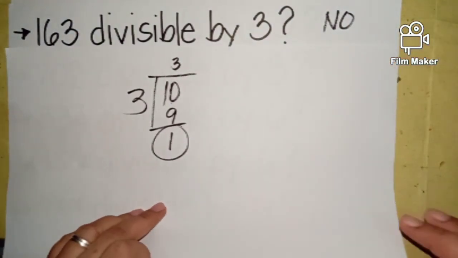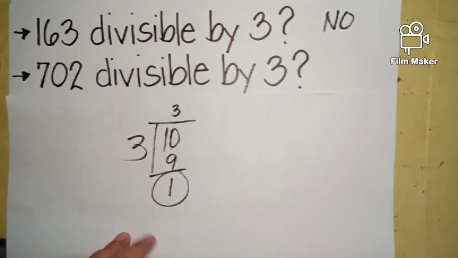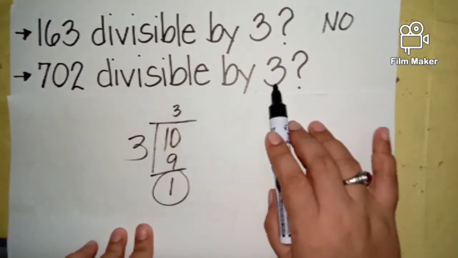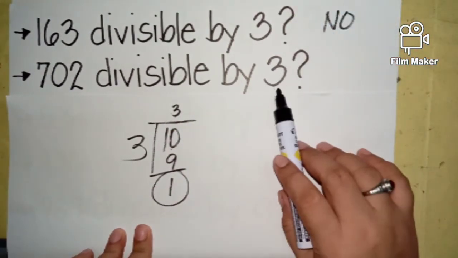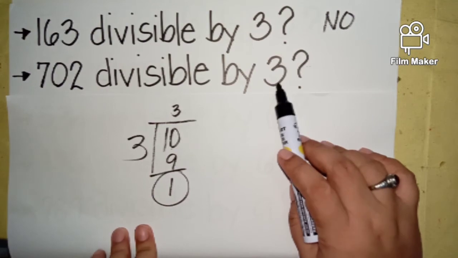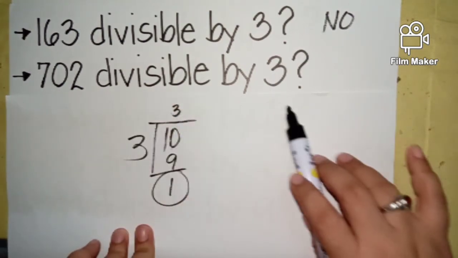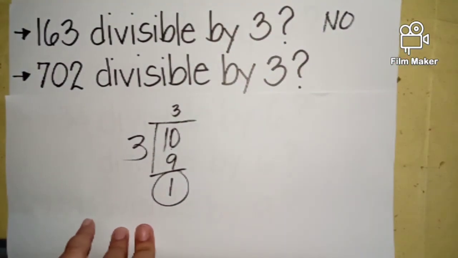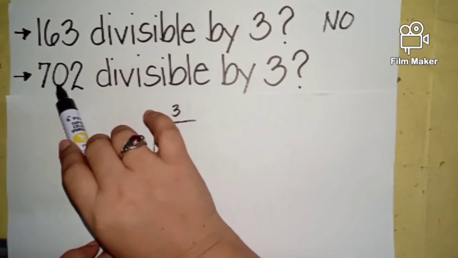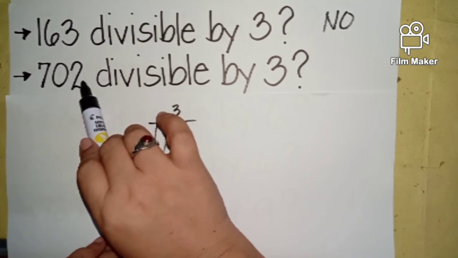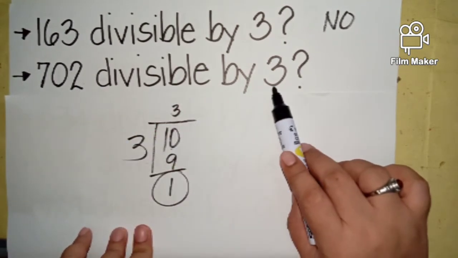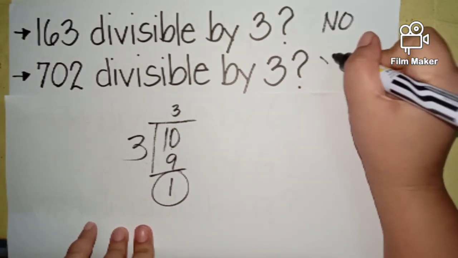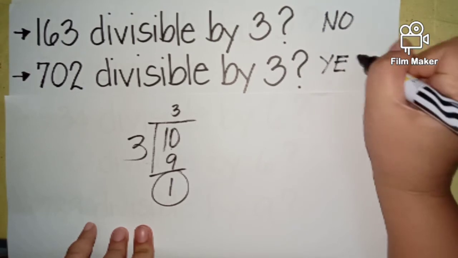Next example. 702. Is it divisible by 3? Okay. Divisible ba daw ng 3 ang 702? Okay, i-add natin, di ba? Katulad ng sa unang halimbawa. So, 7 plus 0 is 7. Plus 2 is 9. 9 divided by 3 is 3. So, therefore, 702 is divisible by 3. This is a big yes.